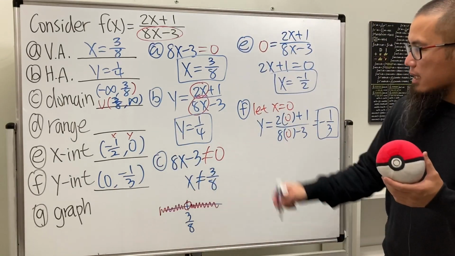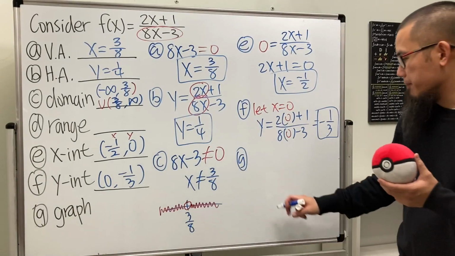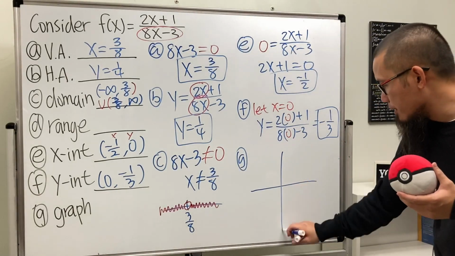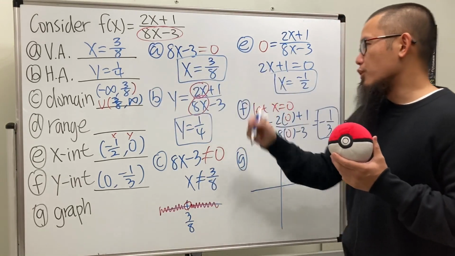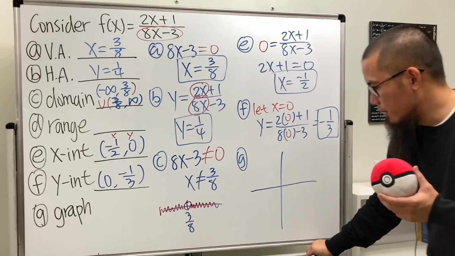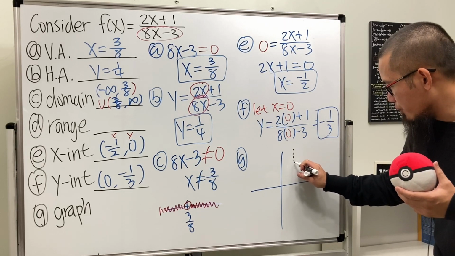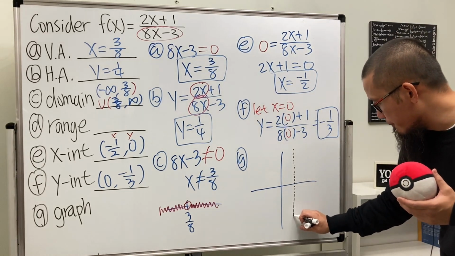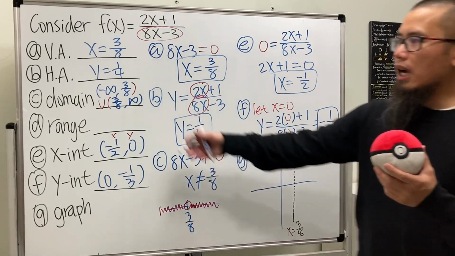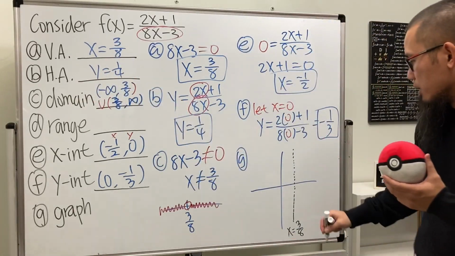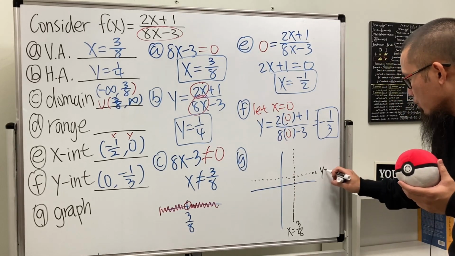Cool. Lastly, let's look at the graph for this. And to do a sketch of the graph, this is what we're going to do. First off, we have the vertical asymptote as 3 over 8. So we are going to just put down a vertical dashed line right here at x equals 3 over 8. And we also have the horizontal asymptote at 1 over 4. So let's say this right here is y equals 1 over 4.